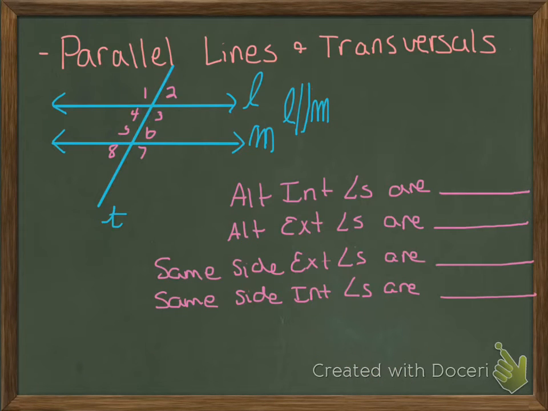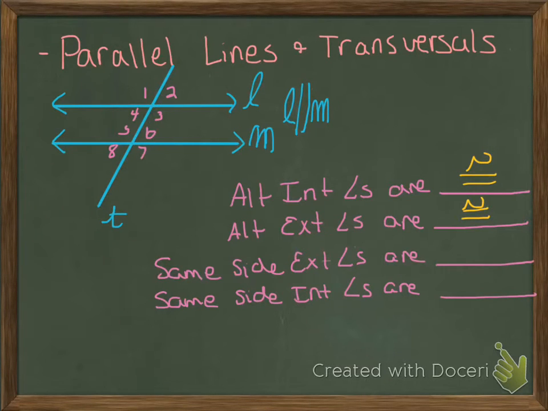The next thing we talked about were parallel lines and transversals. So let's do a little memory check on what our terms are. Alternate interior angles are angles like 4 and 6. They're on the inside of the parallel lines and on opposite sides of the transversal. Alternate interior angles are always congruent. Alternate exterior angles are on the outside of the parallel lines and on opposite sides of the transversal, like 1 and 7. Alternate exterior angles are always congruent as well.